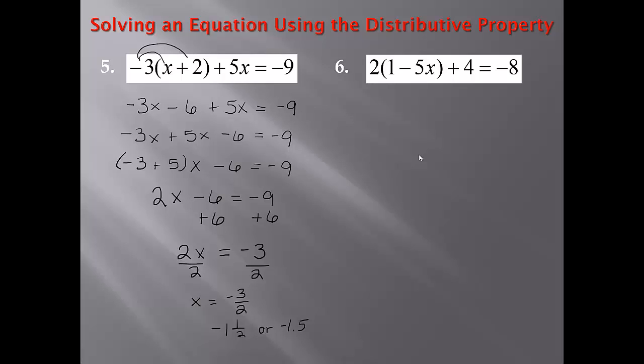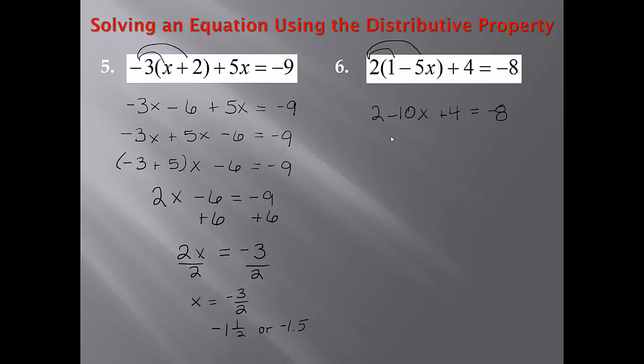And now for number 6, I have 2 times the quantity 1 minus 5x plus 4 equals negative 8. So I need to use the distributive property, so I'm going to have 2 times 1 and then 2 times negative 5x. So 2 times 1 is going to be 2. And then I have minus, we can think of that as being a negative, so 2 times negative 5x would be negative 10x, or we could say minus 10x. And then I have plus 4 equals negative 8.